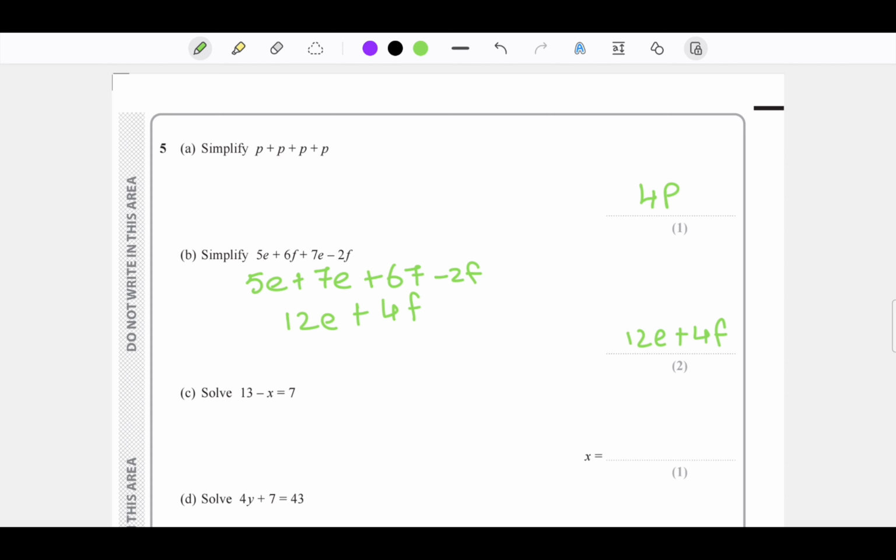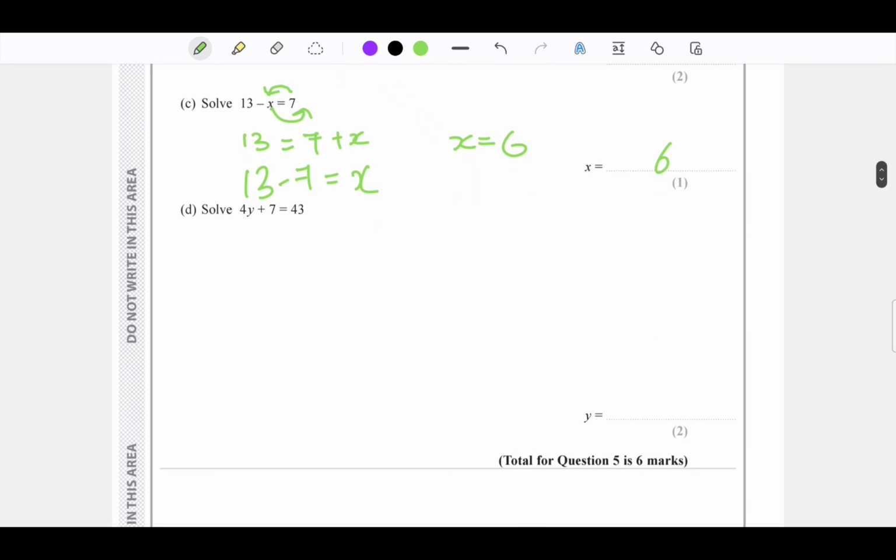Solve 13 minus x equals 7. What is x? What we're going to do is bring the x across the equals sign. That would make it positive. And bring the 7 the opposite way, which would make 7 a negative. When you put it into your calculator, you're going to get x is 6.